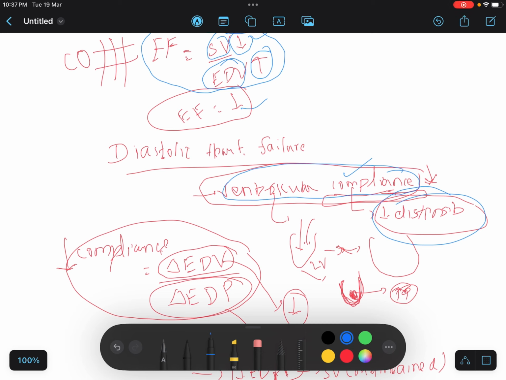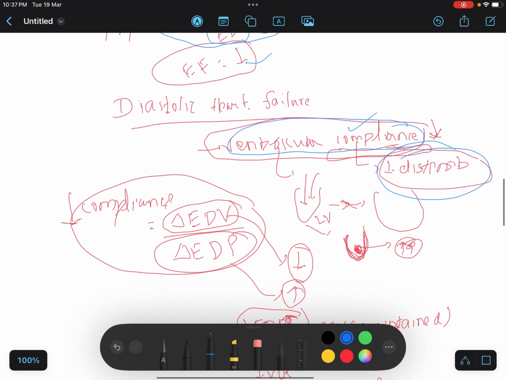That means if there is a balloon and the balloon is fibrotic, then if you pour even a small volume of water, there will be a pressure increase. You can understand, because that balloon can't expand. So if you pour a small volume, the pressure will be very much increased.